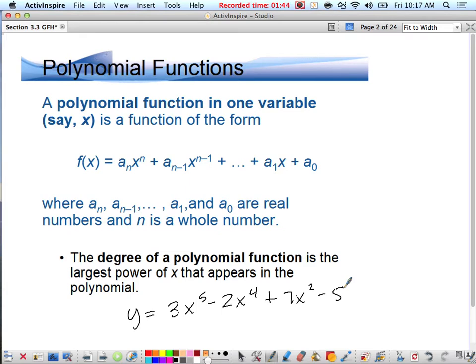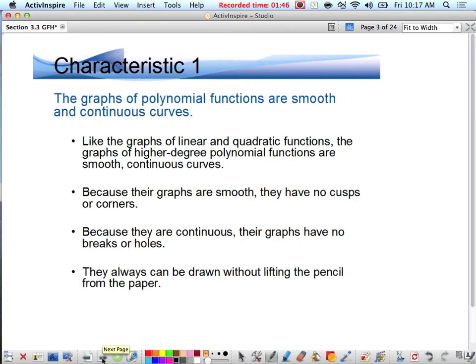Good. Okay. Well, now that we know what a polynomial is, we're just going to talk through some of the characteristics of polynomials. These aren't really things that you have to memorize, but the more you know about an equation when you look at it, the better off you're going to be when you start trying to find things like the intercepts and trying to graph it. If you know these things, you'll know what it's supposed to look like before you go.